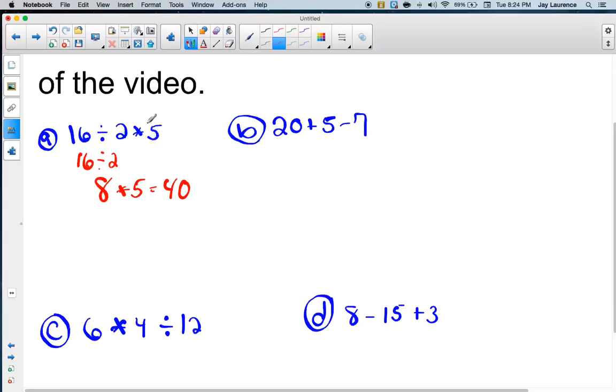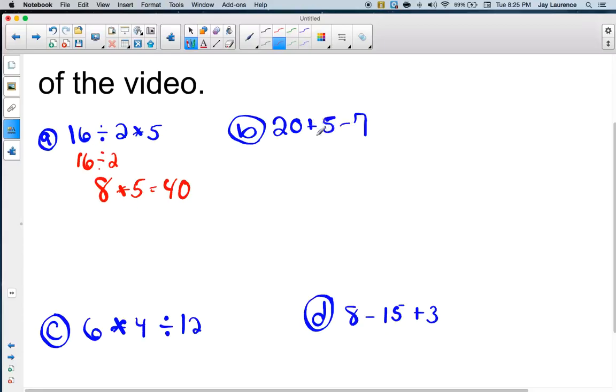Okay? If you did the multiplication first, you would not get the same answer as I did. How do you know which is right? Because I correctly used the order of operations. All right? Tell you what, I want you to pause the video and I want you to do problem number B. If you can do it in your head, awesome. If you can't, that's okay. Go ahead and use some paper.